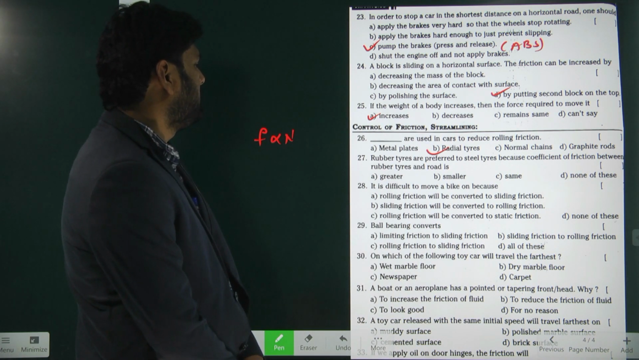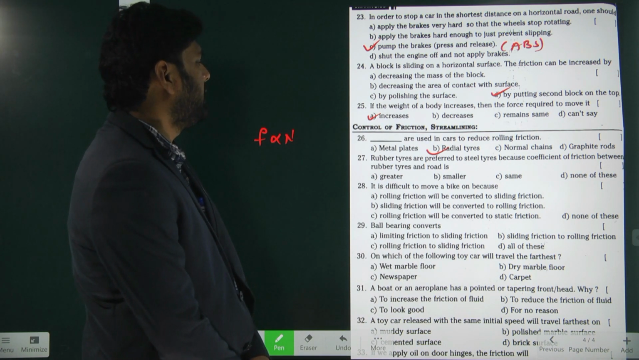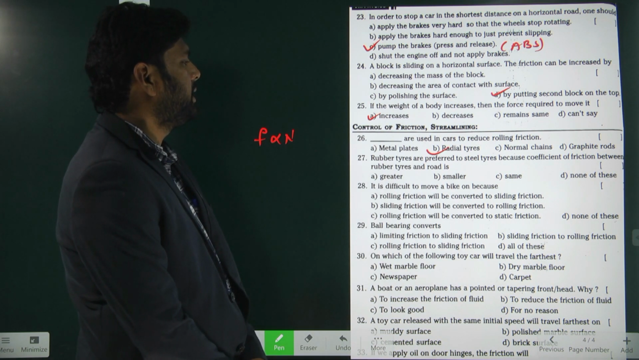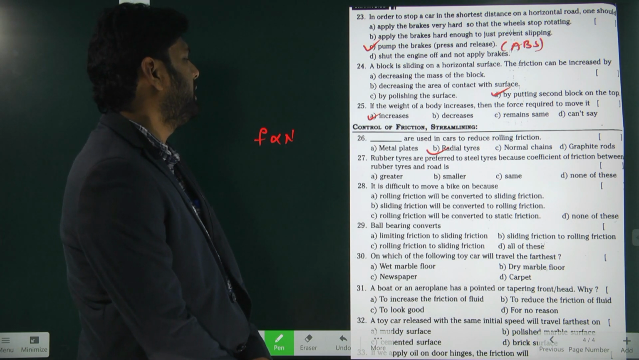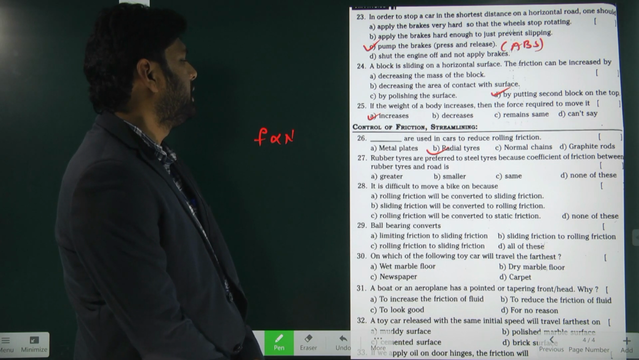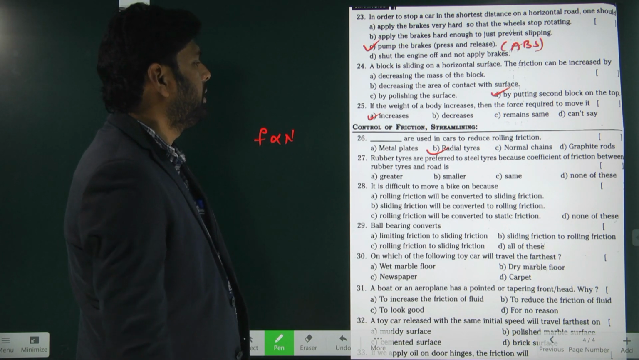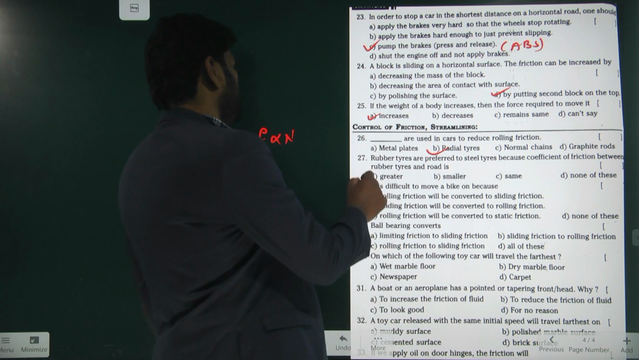Next, rubber tires are preferred to steel tires because the coefficient of friction between rubber tires and roads is greater, smaller, same, or none of these. It would be greater.